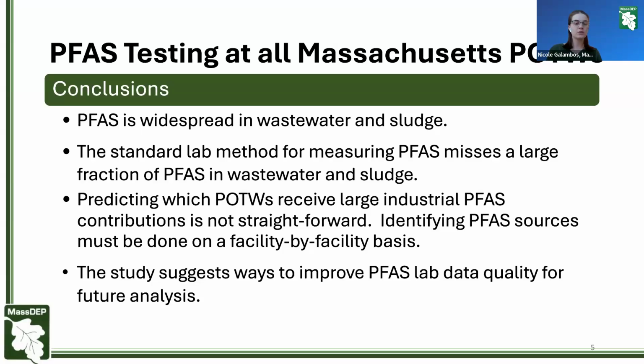Having a shortcut could help time and cost effectively direct PFAS reduction efforts. However, these shortcuts were found to not be reliable predictors. Instead, to perform effective industrial source identification, you need to analyze individual POTWs for upstream PFAS contributions.